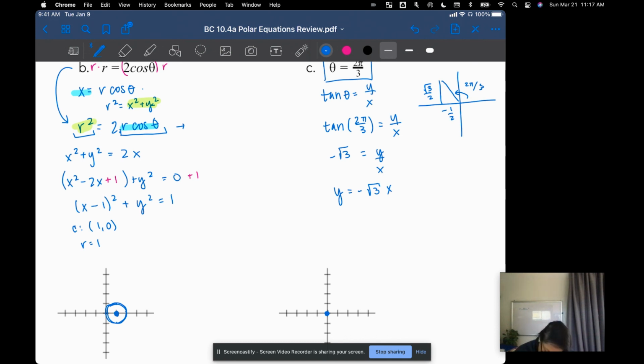So I'm going to go up almost 2 and to the left 1, down almost 2 and to the right 1. This is a sketch. Okay. And my line goes through the pole like this, or it goes through 0, 0. Okay, that's it for our equations.